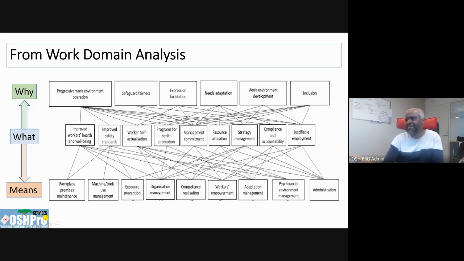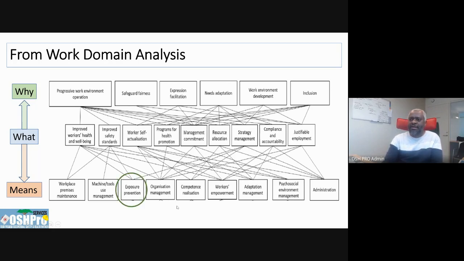So these lines show, if you pick needs adaptation, what do you need in needs adaptation from the beginning? So what will you achieve with that? So why do you need it? What will you achieve with it? And then the means for doing it. This is what you get from work domain analysis. And then you go on further to the artifacts, the physical objects which are needed to do this. But as I mentioned, we'll only look at these three parts.